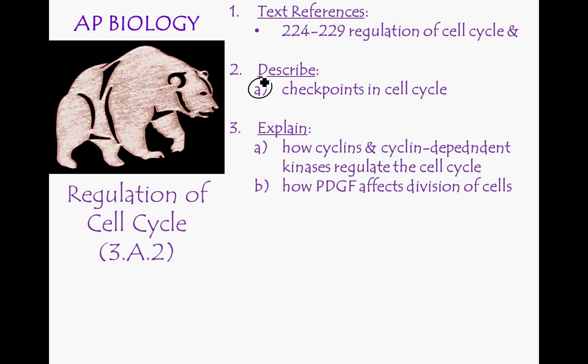Okay, so what I focused on here again was these checkpoints in the cell cycle. Describe the three of them. Talk about the G1, the G2, the M checkpoint, and then what it means to be in G0. And then explaining how cyclins and cyclin-dependent kinases regulate the cell cycle. We did not really get to this PDGF here, right, as an external signal.